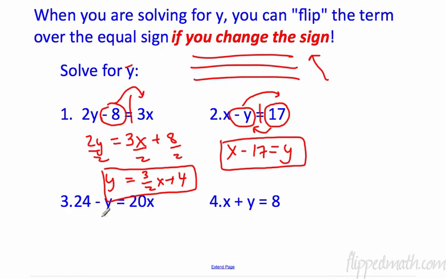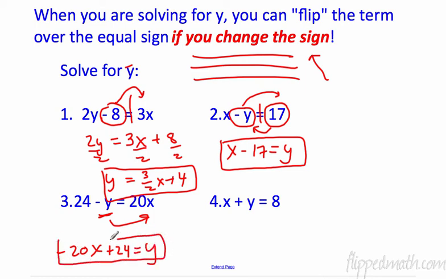Let's look at number 3. 24 minus y equals 20x. So I'm going to move the negative y to the other side. I'm going to move the 20x to the other side. So we get, I'm going to write the x term first. As the 20x comes to the left, we're going to get negative 20x. The 24 is staying on the left, and it's positive. Then the equal sign, and then the y on the right. All right, there's our answer for that one.